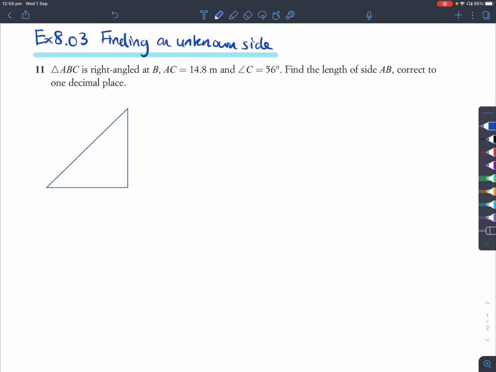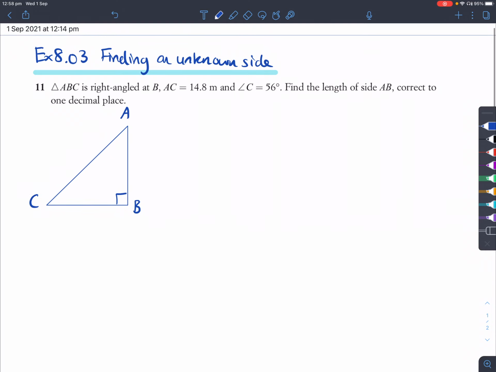So draw a right angle triangle nice and big. Right angle's there at B. Now, if it says triangle ABC, A can be here and C can be there, so that A, B, and C go this way, or A can be here and C can be there, so A, B, C goes this way. It doesn't matter. So I'll just put A there and C there.